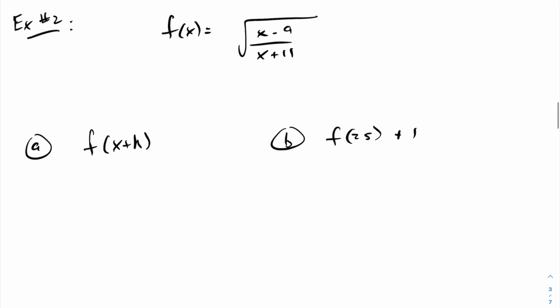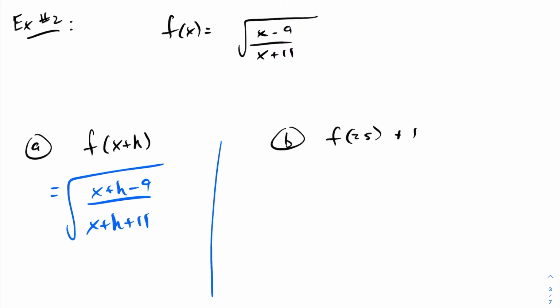Let's try another example. So for the following example here, of f at x is the square root of x minus 9 over x plus 11. So in this case here, everywhere I see an x, I'm now changing that to an x plus h. So this will become the square root of x plus h minus 9 over x plus h plus 11. And continuing on here, this is going to be now, the function is acting, its input is only the 25, it is not the plus 1. This is external. So you're going to be evaluating f at 25 and then taking that output and adding 1.